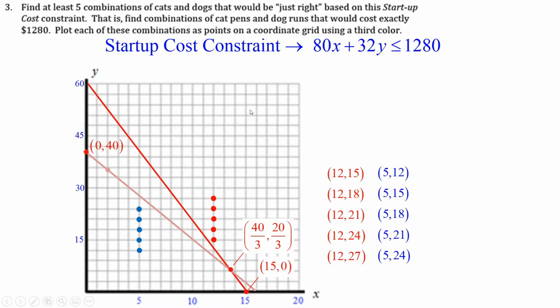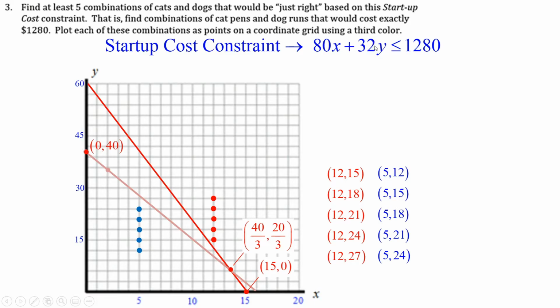Number 3. Find at least 5 combinations of cats and dogs that would be just right based on the startup cost constraint. Just right means they would exist on our boundary line. All right, and remember our inequality for the startup cost constraint right here, 80x plus 32y is less than or equal to 1280. Let's do a little practice. You don't have to do this here to answer the question, but let's take this inequality and solve for y, putting it in slope-intercept form, because I have a feeling we're going to need that later anyway.